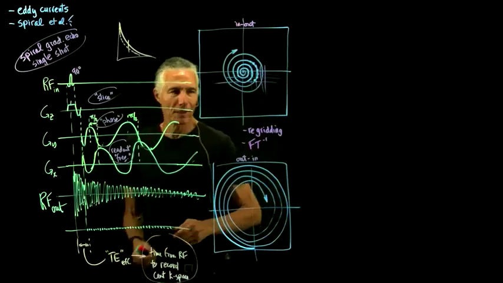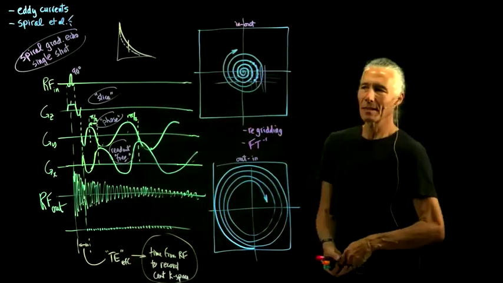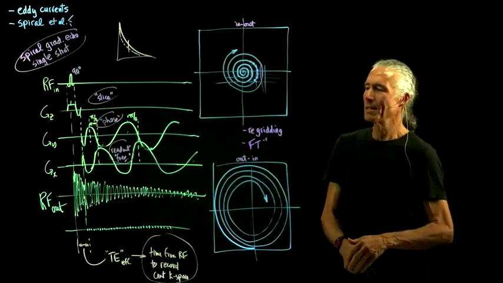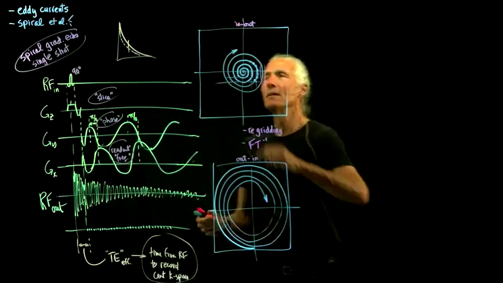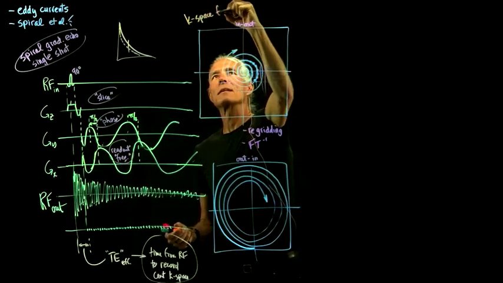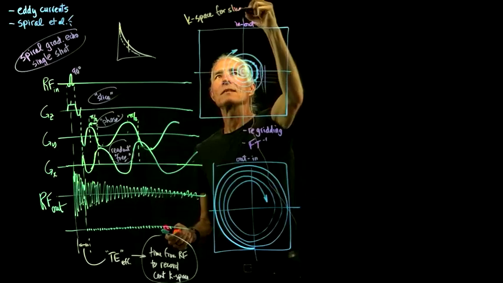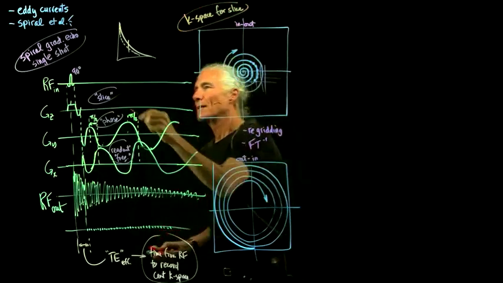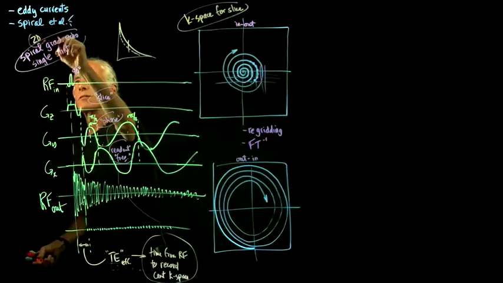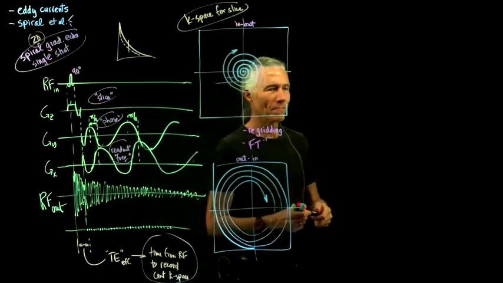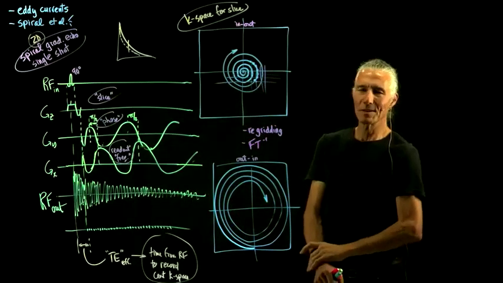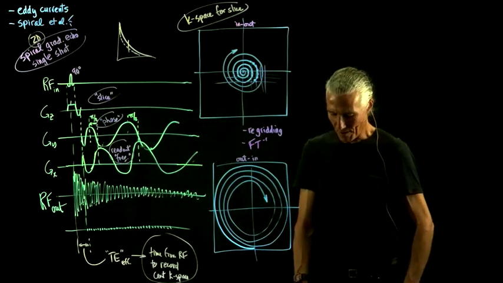So that's spiral. Any questions about the very basic spiral idea, before we go off the deep end? K-space for a slice. This is a 2D spiral gradient echo single shot. And we have these on the scanner.